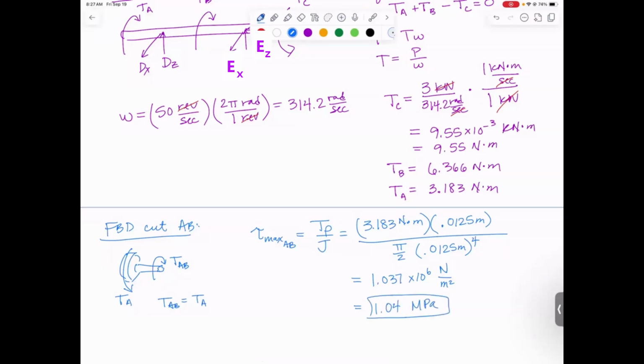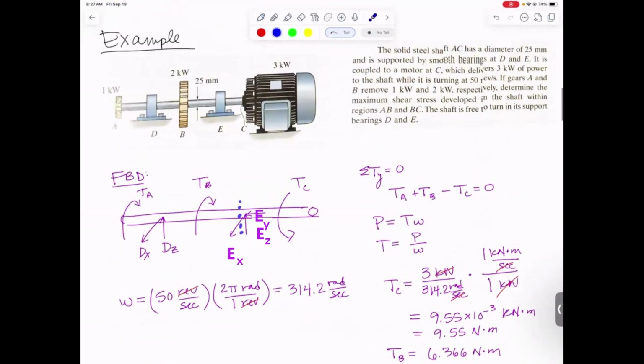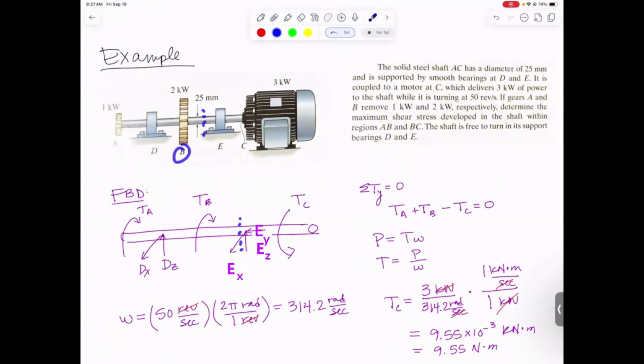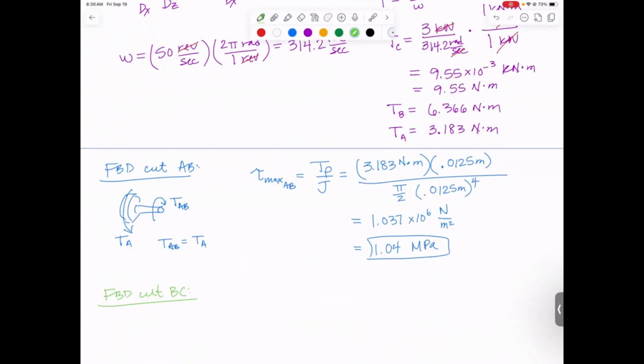We have one more section to find the stress in. It's in between B and C, so I need to cut somewhere in between B and C and keep either everything to the left or everything to the right. So let's do this free body diagram. We have to go all the way to the end of the shaft where A is, and then we have B on here.